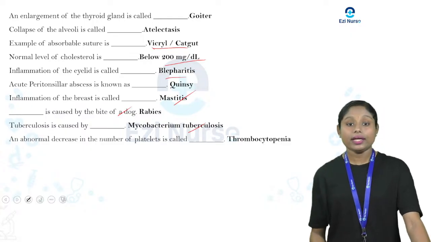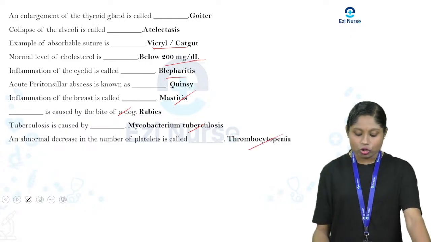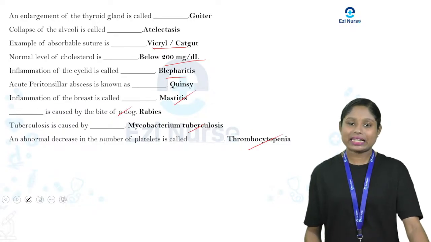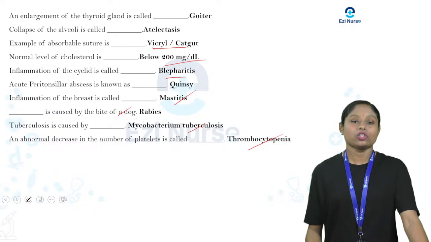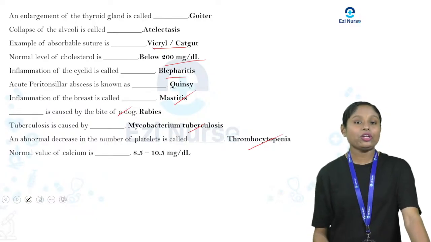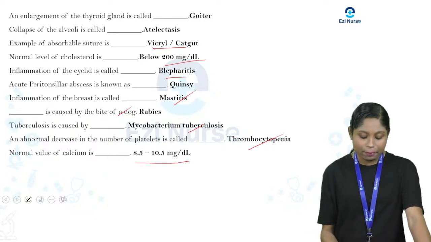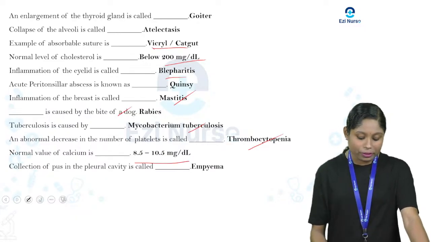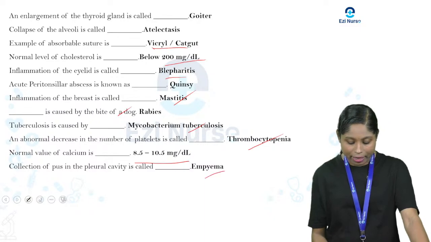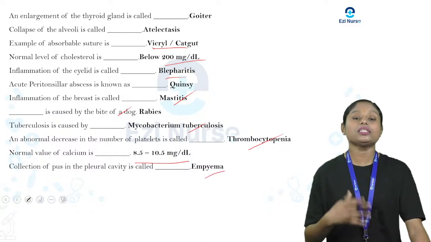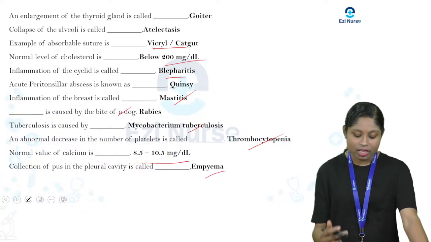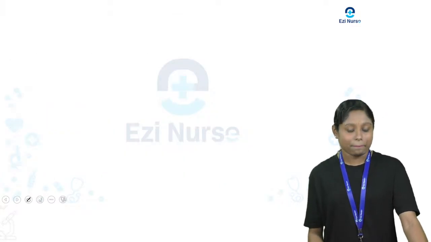An abnormal decrease in the number of platelets is called thrombocytopenia. So the abnormal decrease in the number of platelets, that disease condition is known as thrombocytopenia. Normal value of calcium in the blood is 8.5 to 10.5 mg per dl. Collection of pus in the pleural cavity is called empyema. So empyema is a condition where there is collection of pus in the pleural cavity.